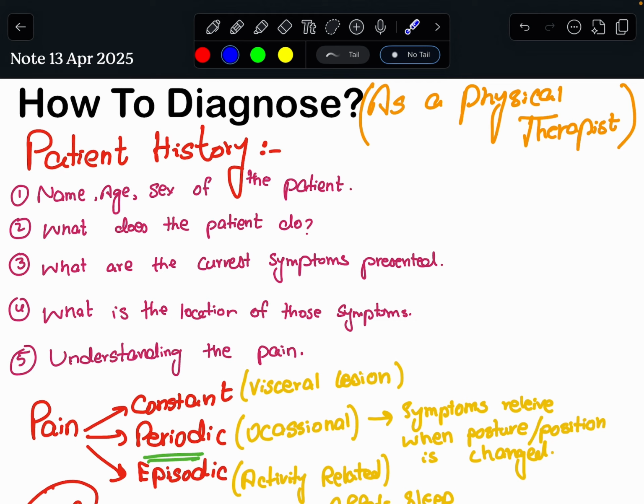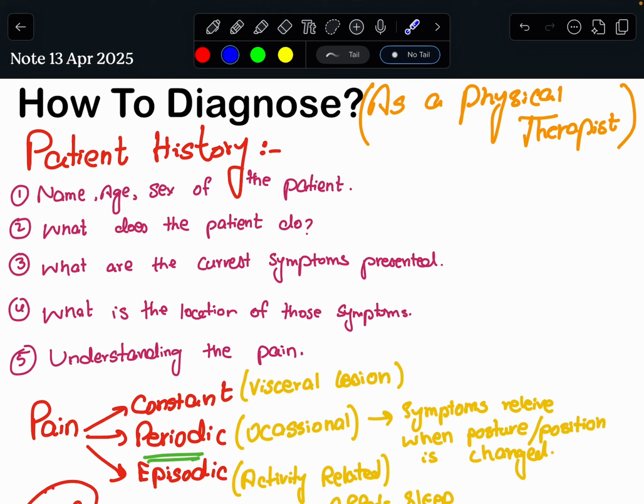In the book that I was reading, I have made these notes, and from here onwards we are going to talk about a lot of points and a lot of information which will be easier for you to understand. Okay, so let's start with how you diagnose the patient.